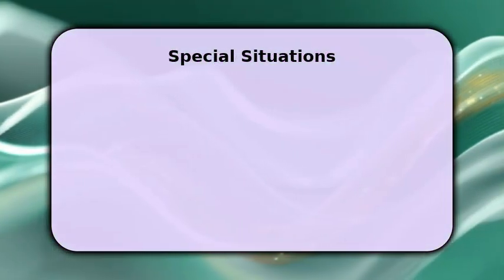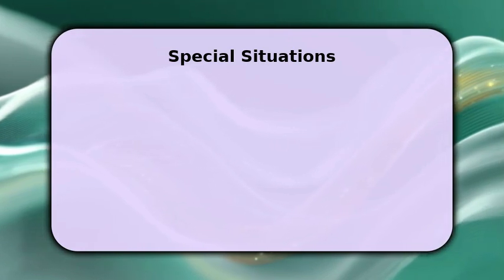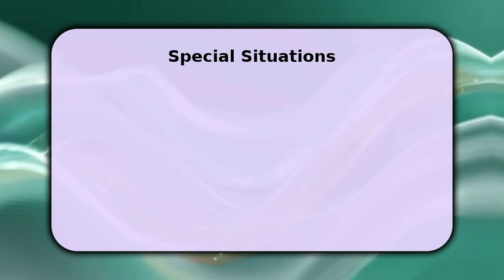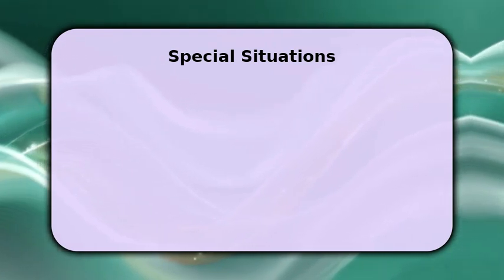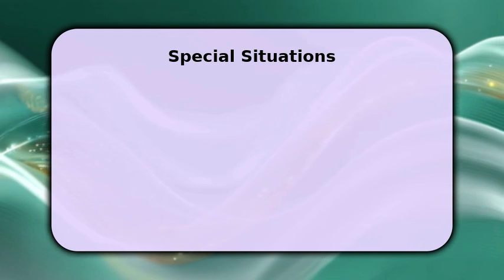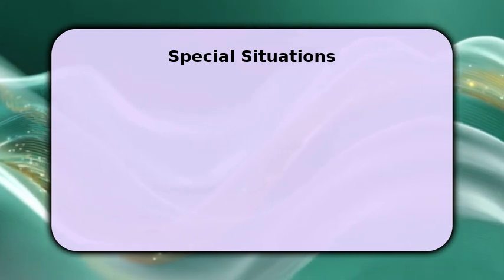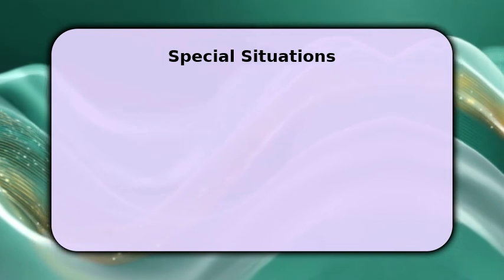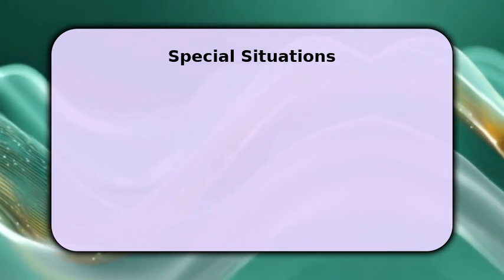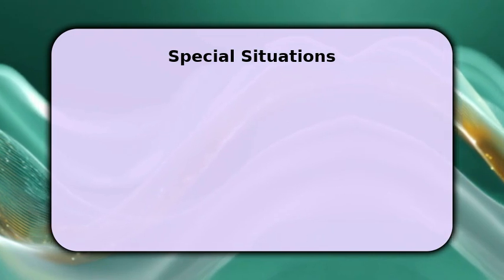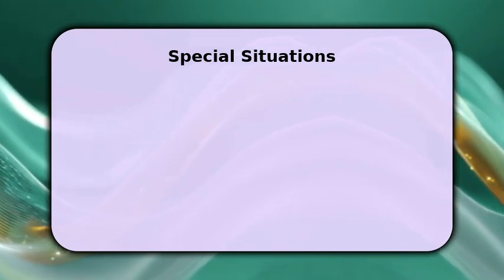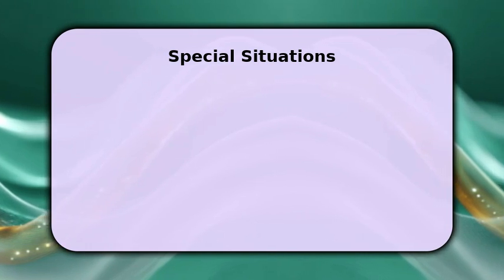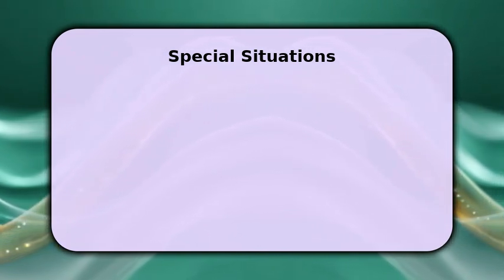Certain situations require special attention. Rollovers, where funds are moved between qualified retirement accounts, are generally not taxable if completed correctly within 60 days. However, early distributions before age 59 and 1/2 may be subject to an additional 10% penalty. Always refer to IRS Publication 575 for comprehensive guidance, and consider consulting a tax professional for complex scenarios.